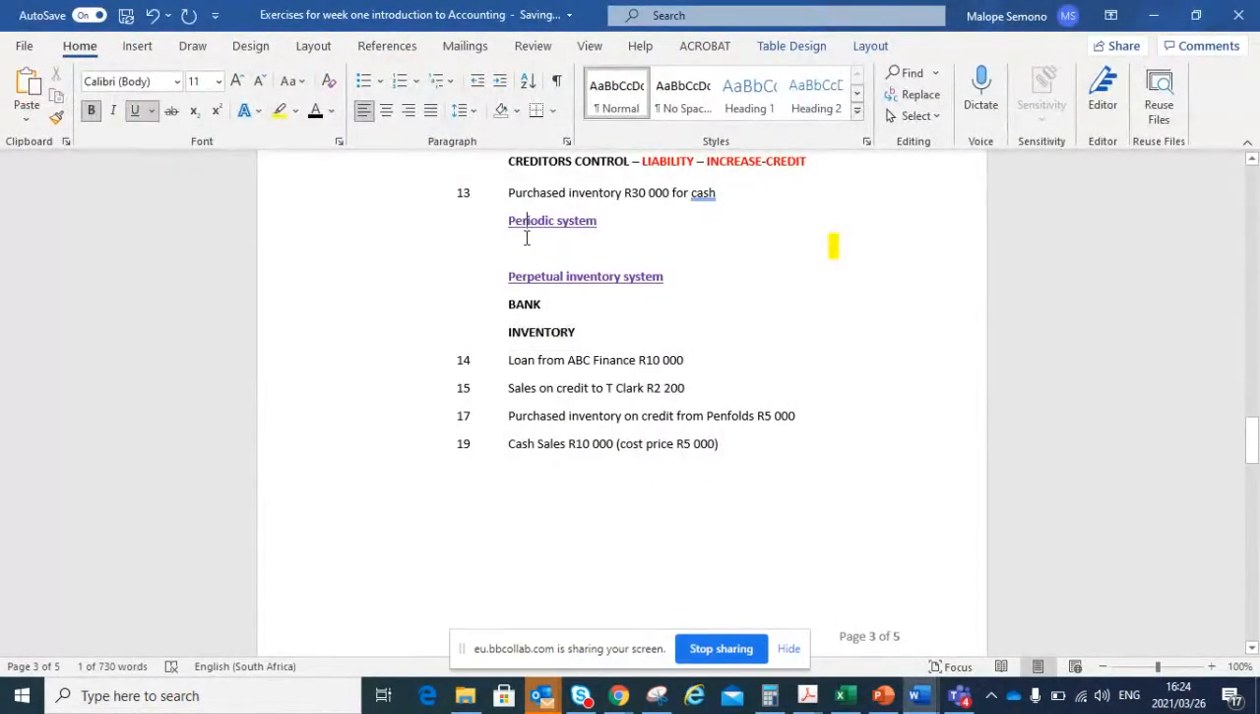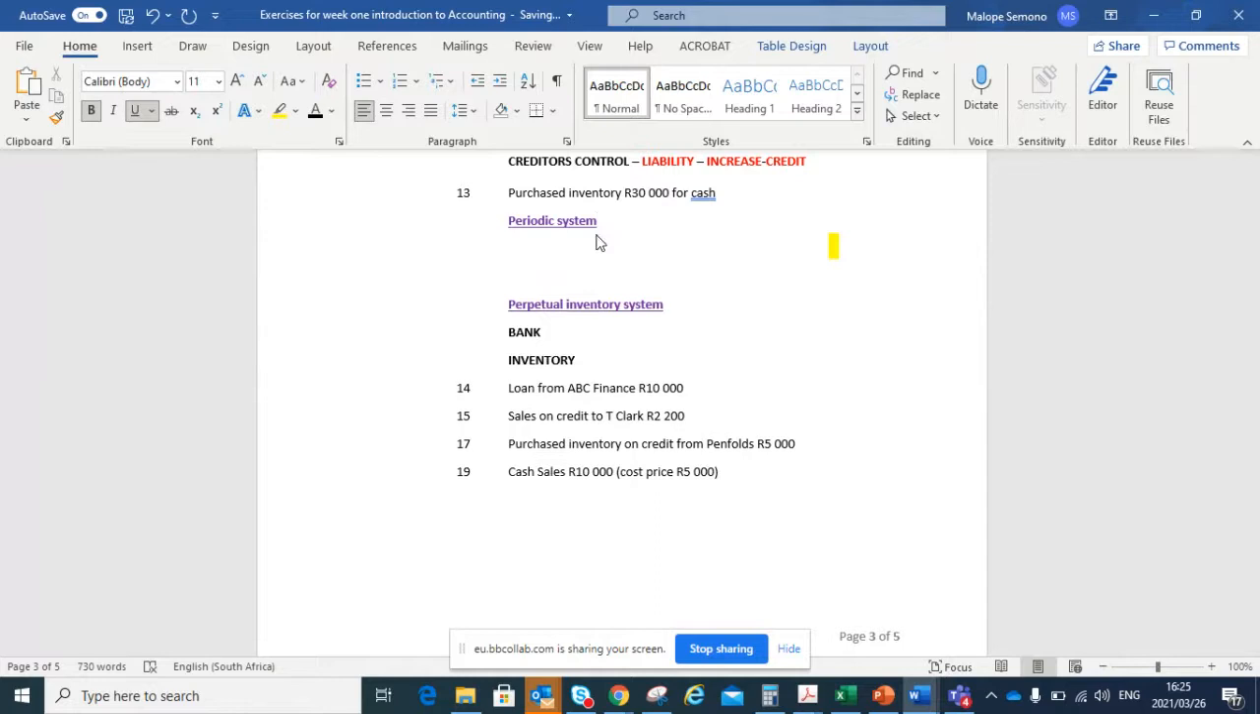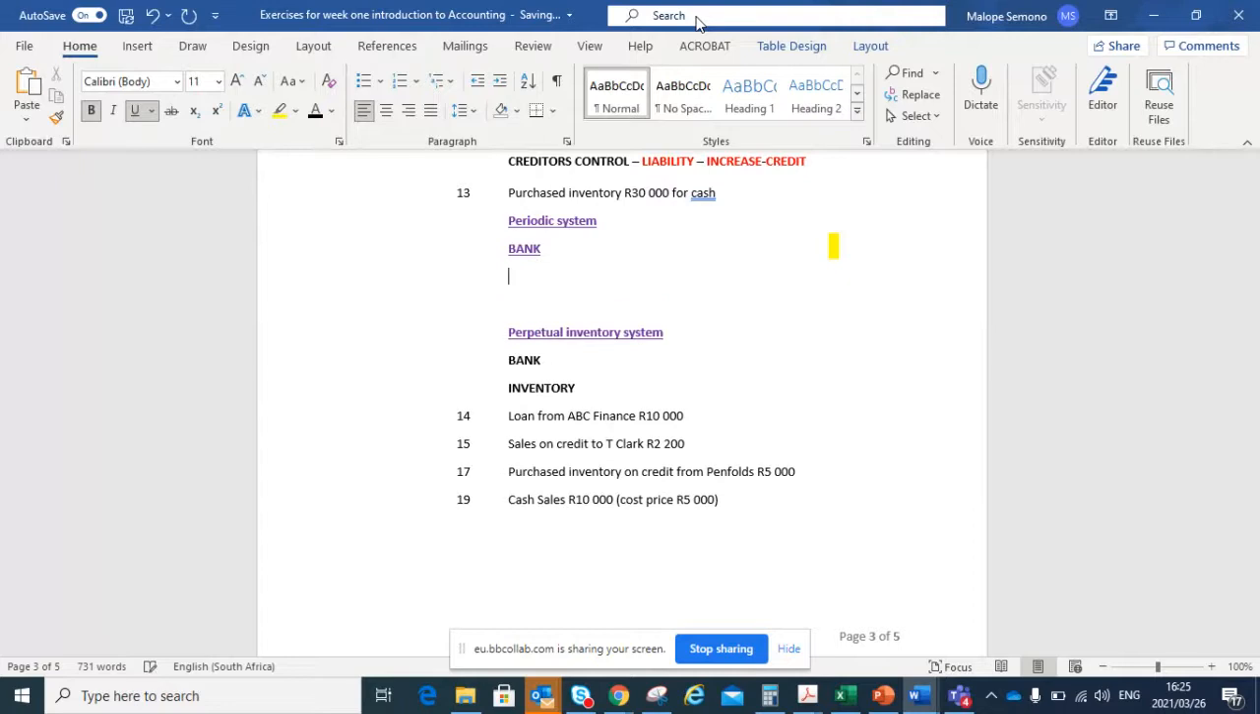So under periodic, you are going to have bank and purchases. Remember, under periodic we call inventory purchases. Remember inventory is the same as stock. You can even call it stock here. So I want you to be careful. You must check the system so that you cannot lose marks. This is the difference between the two systems.